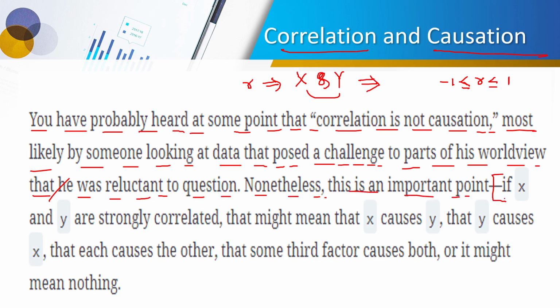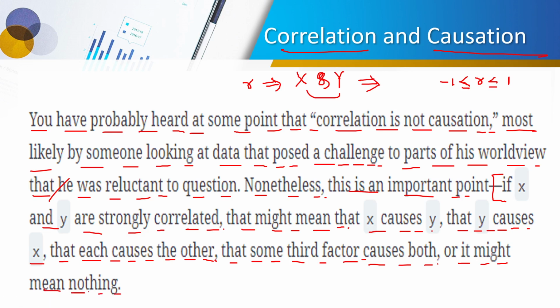Now this is important here. See what is written. If x and y are strongly correlated, that might mean that x causes y, that y causes x, that each causes the other, or that some third factor causes both, or it might mean nothing. So there are 5 cases we have related to causation. From this part to this part, it is very, very important. So we have 5 cases.